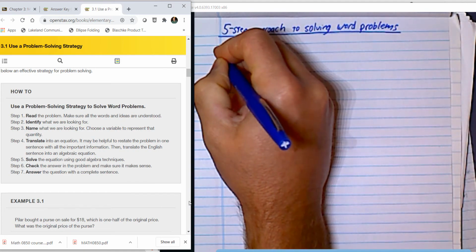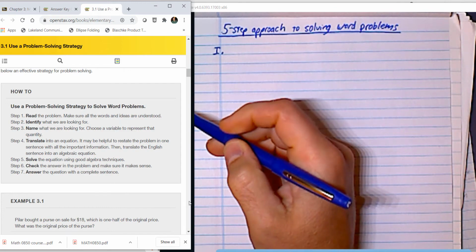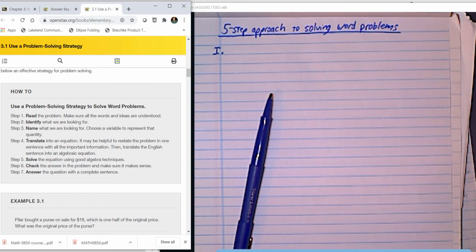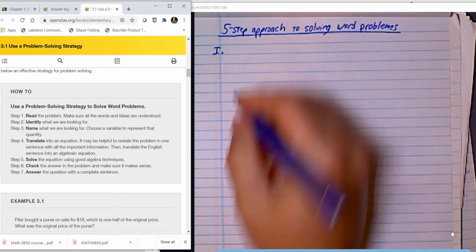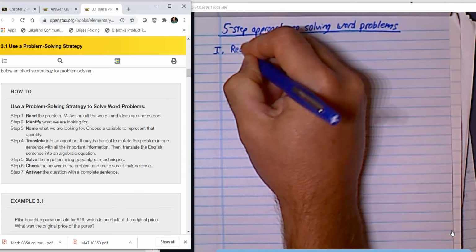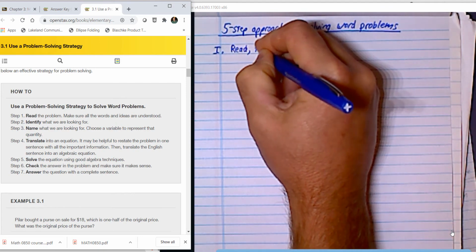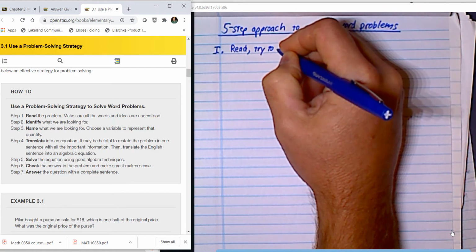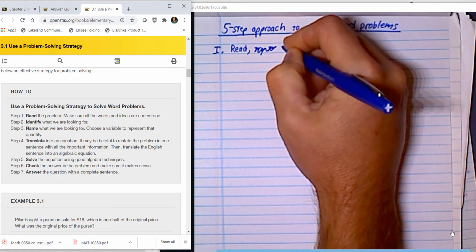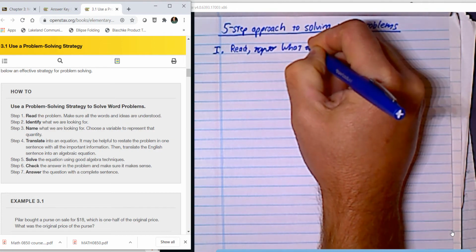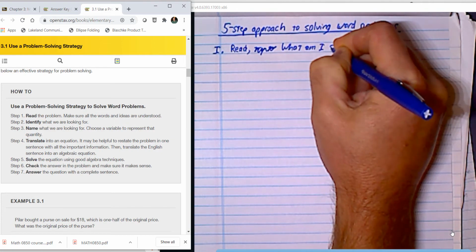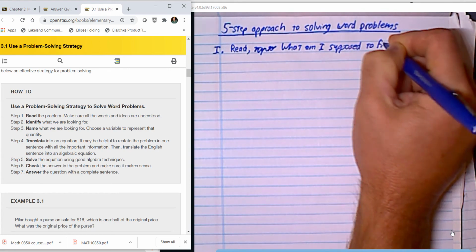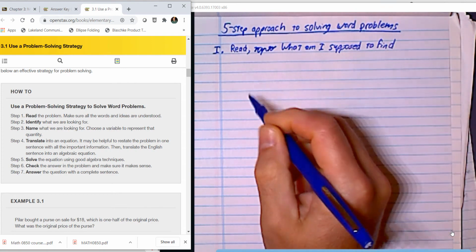So step 1. And this corresponds to their steps 1 and 2, actually. I think that's important to see. So I'm going to tell you to read and try to identify what the problem is asking. So let's say, what am I supposed to find? That's your first step. Your book listed as 2 steps, step 1 and 2.